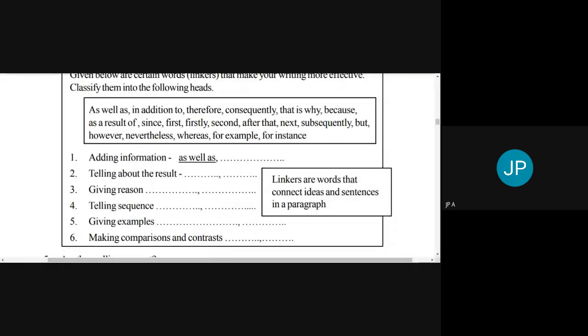Okay, giving examples. Which are the linkers? For example. Exactly. Yes, Rajlakshmi. Yes, Surya. That is correct. For example. For instance. For instance is also correct. For instance. For example. So they are used for giving examples.